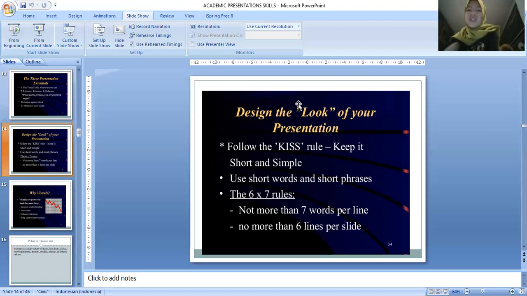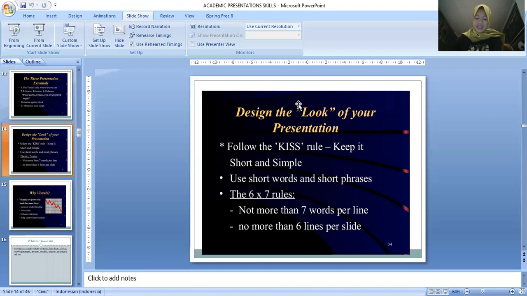And then design the look of your presentation. So the first rule is keep it short and simple. So let's say KISS. It stands for keep it short and simple. Use short words and short phrases. Do not put every word of your entire presentation on them. So remember, keep it short and simple.